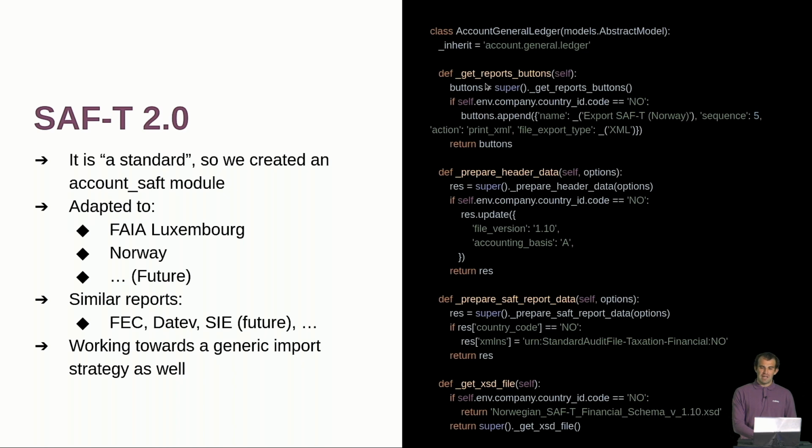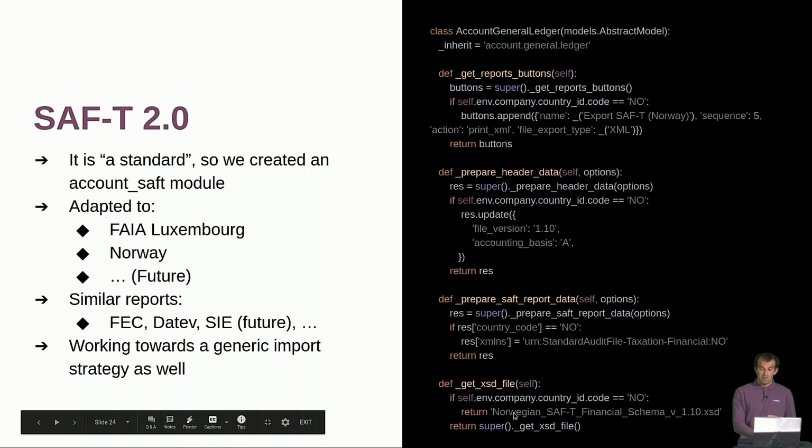So this just adds the get reports button, which is just a button on the general ledger where you can do the export. We have the prepare header data, and there you see that we need to add two things. We see that the XSD is a little bit different, and you need to recuperate the XSD file. And that way we have adapted the SAF-T standard for Norway.